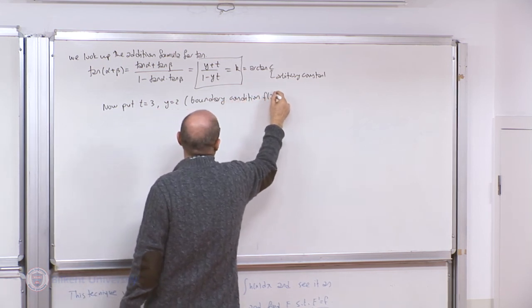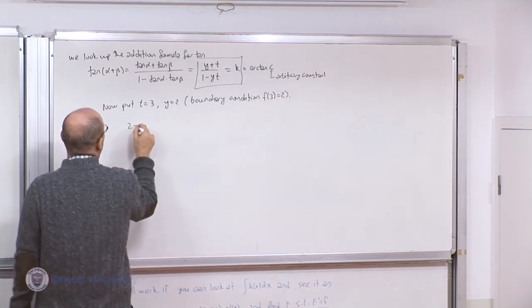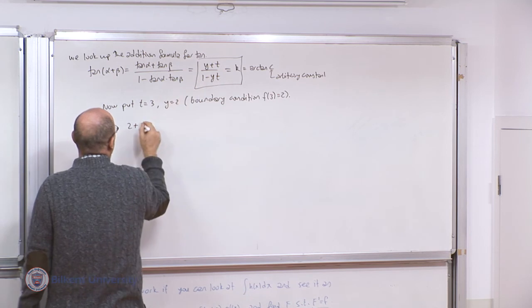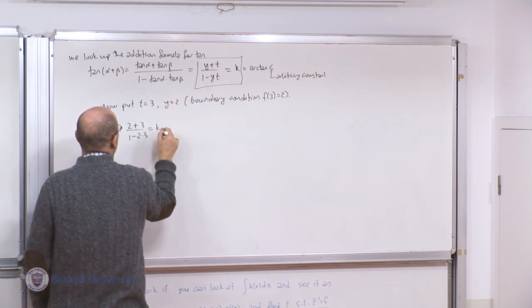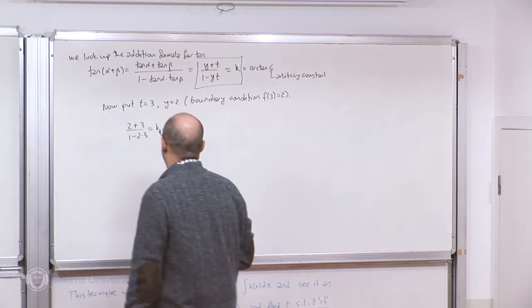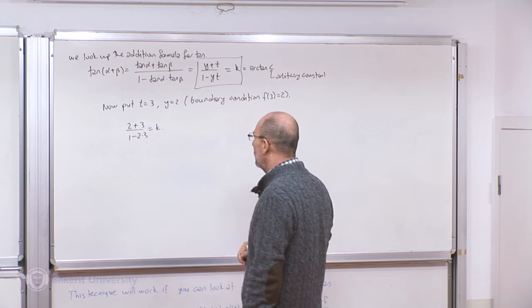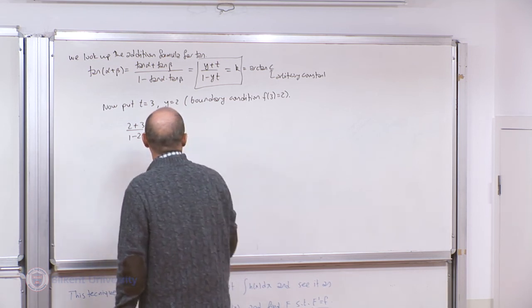F of 3 equals 2. Okay, so what do you get? You get 2 plus 3 over 1 minus 2 times 3 equals k. So that's your constant. I found the constant to be minus 1, 6 minus 1, and 5. Yeah, okay, so here k is equal to minus 1.